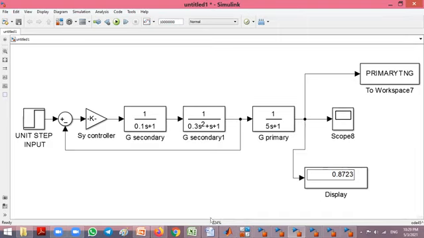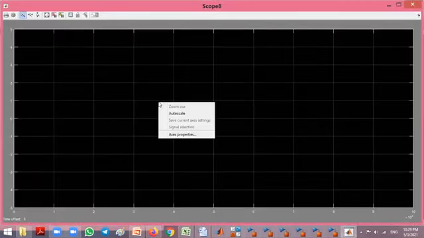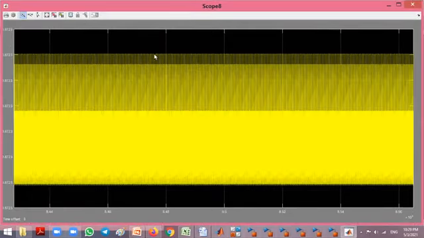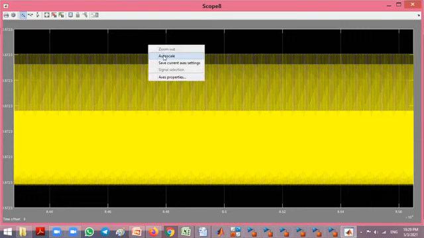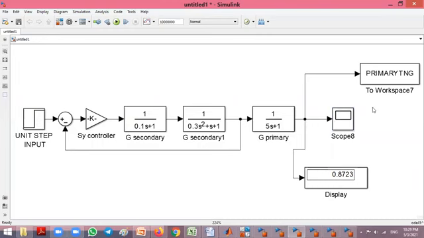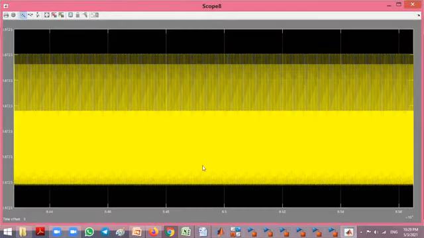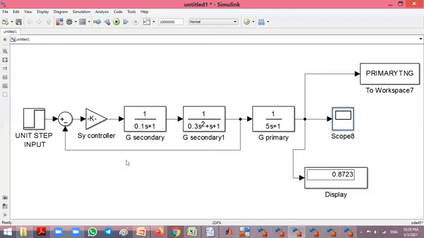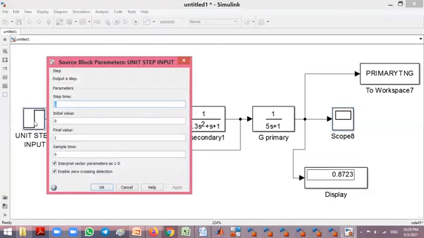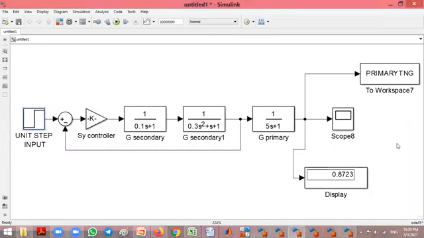Now, after finding the primary, you will be having an S-shaped curve. See, auto scale. Something is wrong. Step time, finally everything is good.